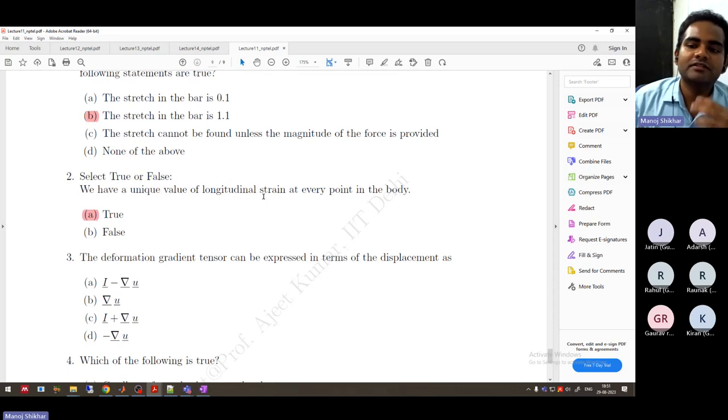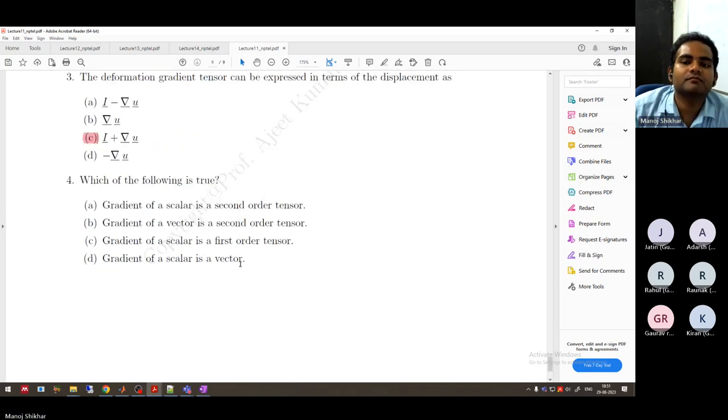The deformation gradient tensor can be expressed in terms of displacement as, so this is the correct answer. We have already seen how to derive it. Which of the following is true? Gradient of a scalar is a second order tensor. Now, what is the order of scalar? It is 0. If I take gradient, its order will increase by 1. So it will be a first order tensor, not a second order tensor. So the first statement is wrong.